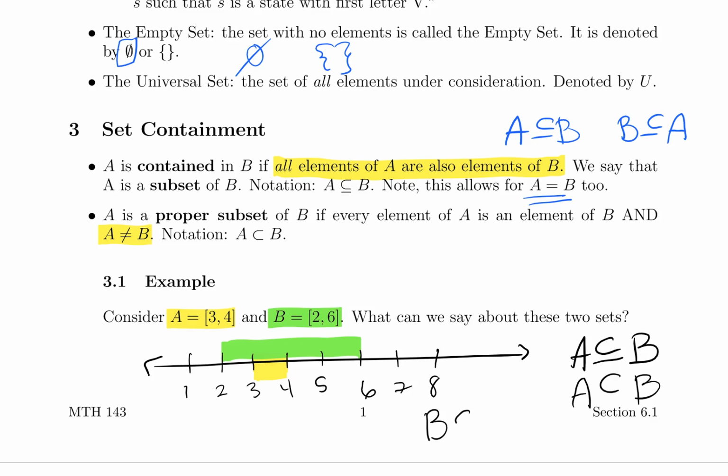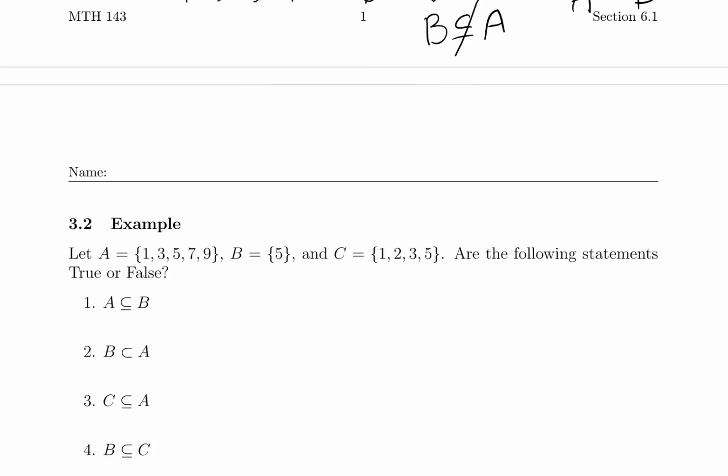B is not a subset of A, so we could indicate that by crossing out the subset. So B is not a subset of A because B is much bigger, right? And so every element of B is not also an element of A. Some of the elements of B, specifically anything in the interval from 3 to 4, is also an element of A, but we can't say that for every single element of B. They're not also an element of A. All right?